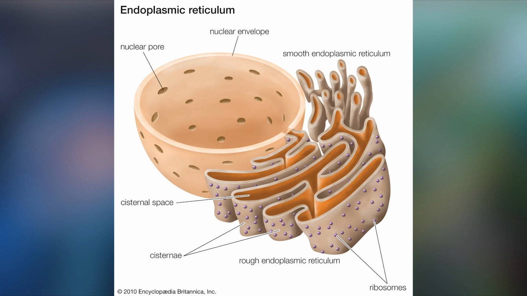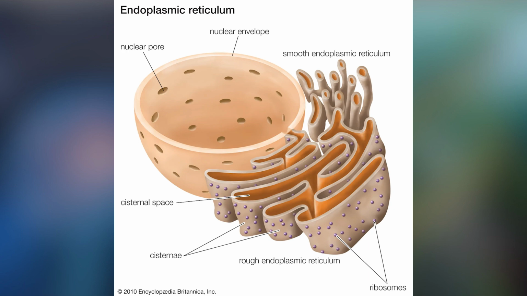There are two types of endoplasmic reticulum. One's called the rough endoplasmic reticulum, the other the smooth. And the reason for this difference is the rough ER, endoplasmic reticulum, has ribosomes studded all over it. The smooth one does not. And so all of the ribosomes give the rough ER a rough appearance.